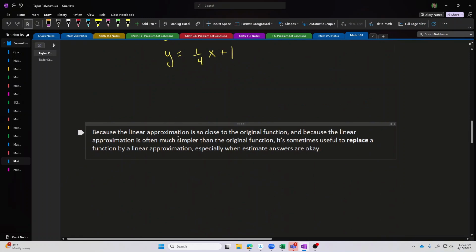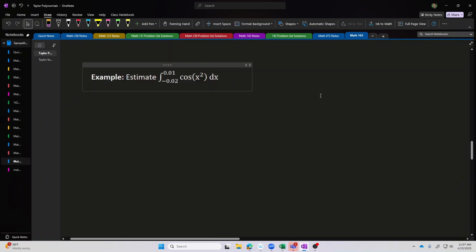Because the linear approximation is so close to the original function, and because the linear approximation is often much simpler than the original function, it's sometimes useful to replace a function by one of its linear approximations, especially if estimate answers are permitted. So in order to demonstrate that idea, replacing a function by its linear approximation to make a calculation easier, let's consider the following problem.